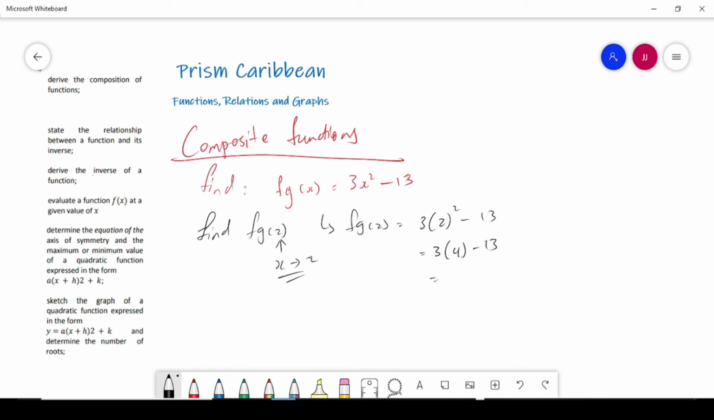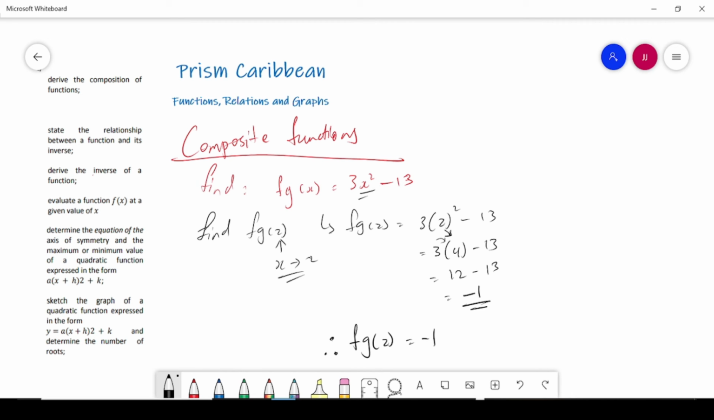Right? Again, let me slow down a bit. So we have to find f of g of 2. This means wherever we have x, we input 2. We have an x here. So that means we put the 2. So we place it in, we expand this bracket, and now we multiply it. 3 by 4 is 12 minus 13. 12 minus 13 is negative 1. So therefore, f of g of 2 is negative 1.